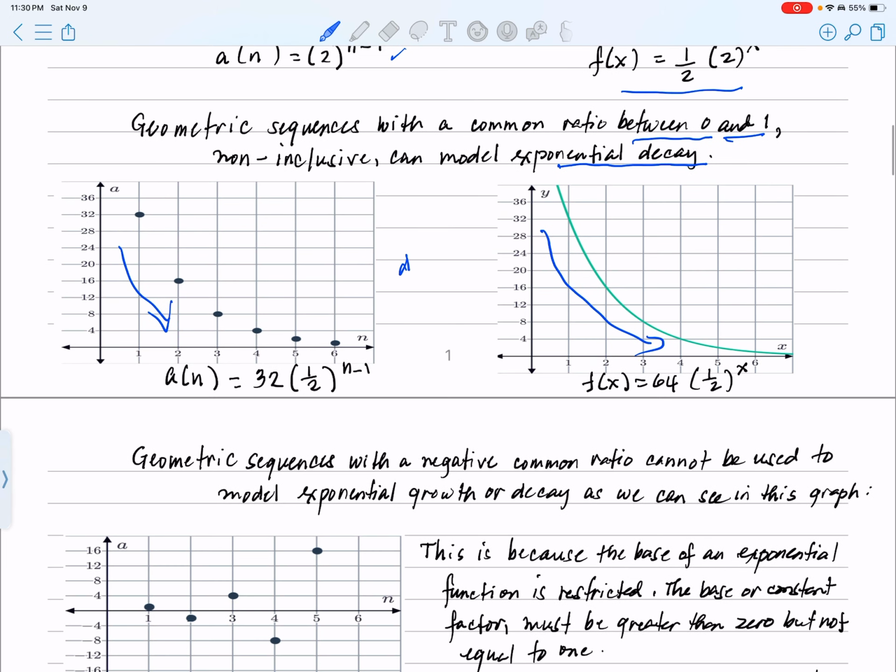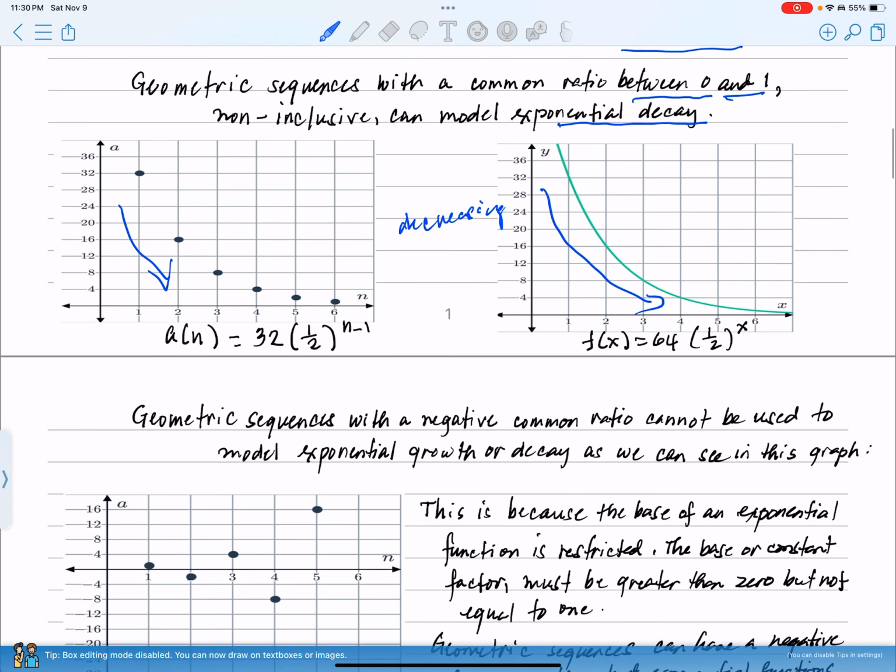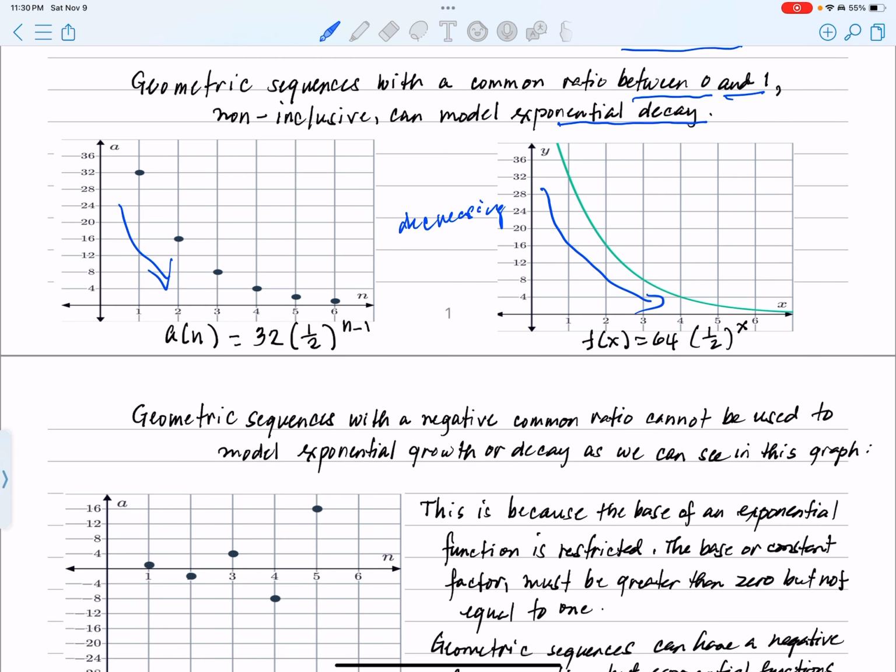Okay? So for example, you have a sub n equals 32 times 1/2 to the power of n minus 1, while this f of x is 64 times 1/2 to the power of x. We'll go into the details of this.